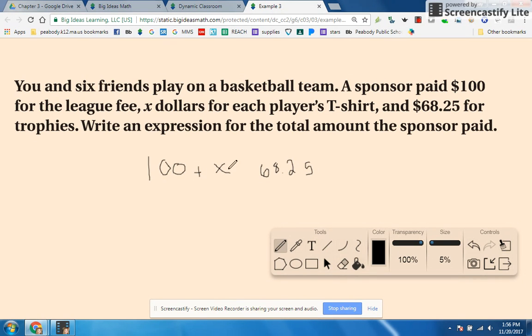Write an expression to find the total amount the sponsor paid. So if it's a total, we're adding all of this stuff together. So 100 plus X plus 68.25. Now, just like the other ones, add the two numbers together. So $100 plus $68.25 is going to be $168.25 plus X. We don't know how much they paid for the shirt, so we'll put an X for that. And that's as simplified as we can possibly get. Add the two numbers together and add the letter to it. So let me give you guys one of these to try.